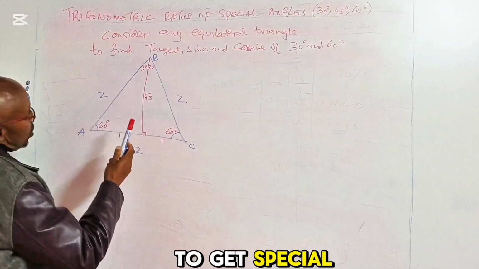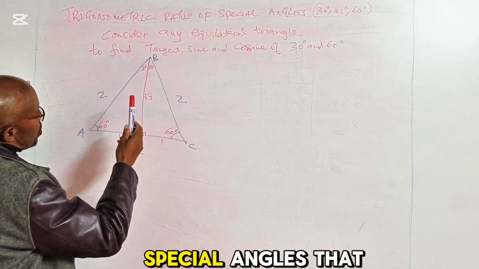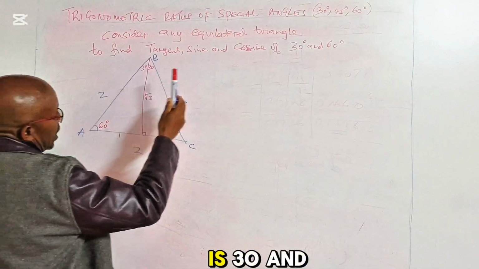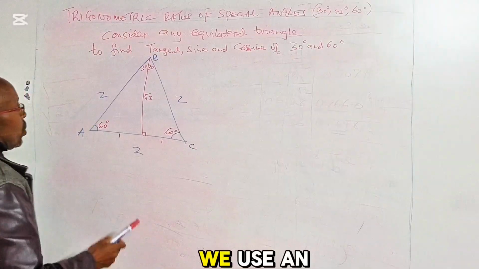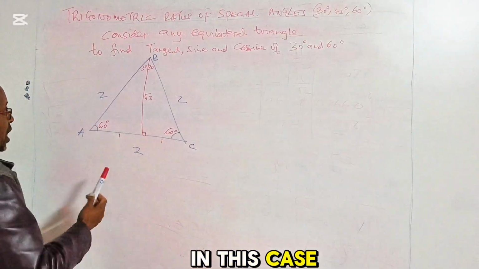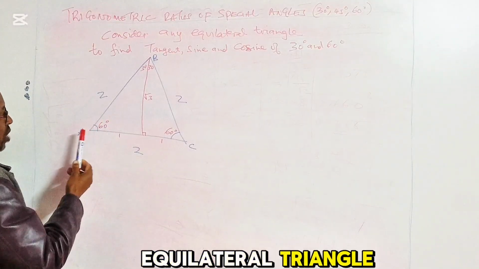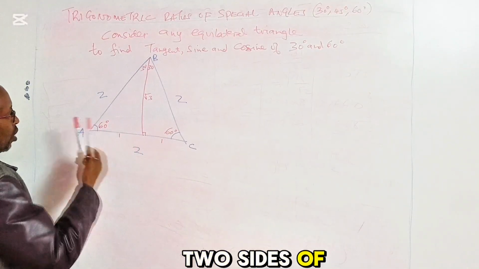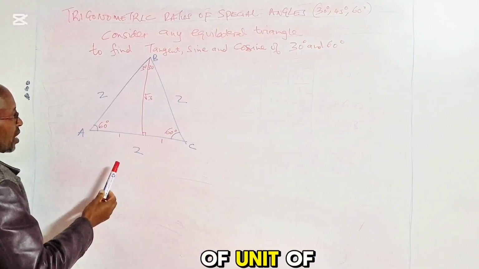To get trigonometric ratios of special angles, that is 30 and 60, we use an equilateral triangle. In this case, I'm using an equilateral triangle, two sides of 2 units.